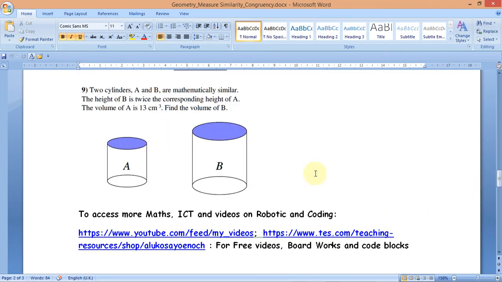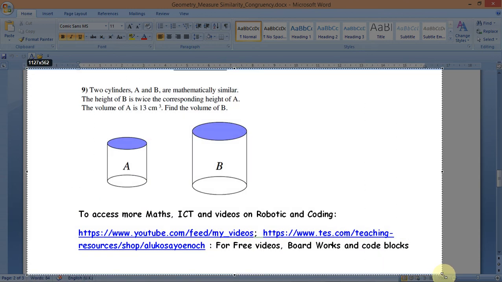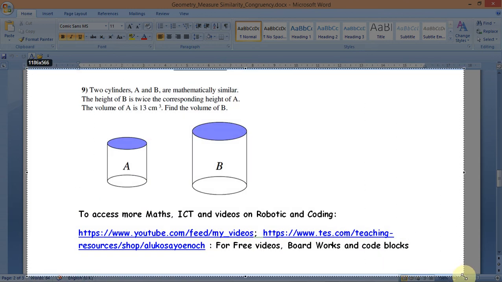Okay, this one says that two cylinders A and B are mathematically similar, and the height of B is twice the corresponding height of A. The volume of A is 13, and find the volume of B.